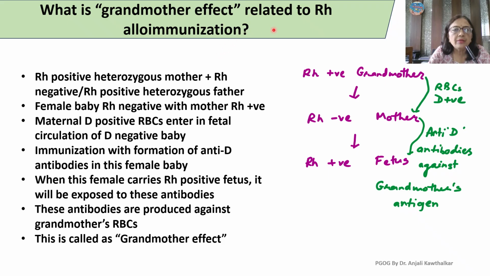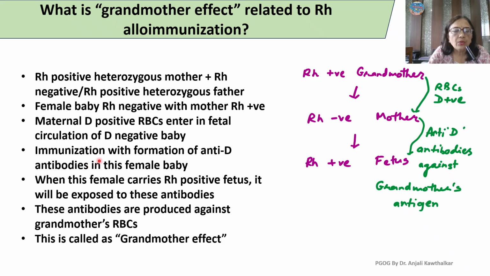Now, what is the grandmother effect related to Rh alloimmunization? An Rh positive heterozygous mother and an Rh negative or Rh positive heterozygous father can have a female baby which is Rh negative. So, the mother is positive, the baby is negative. Grandmother is positive, mother is negative. It is easier to remember that way.